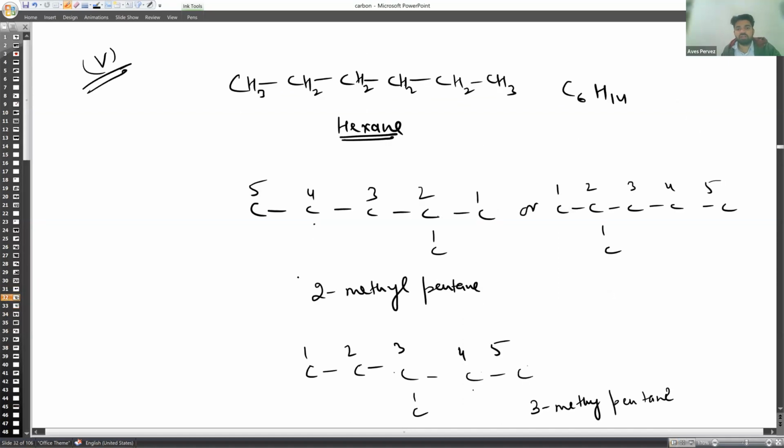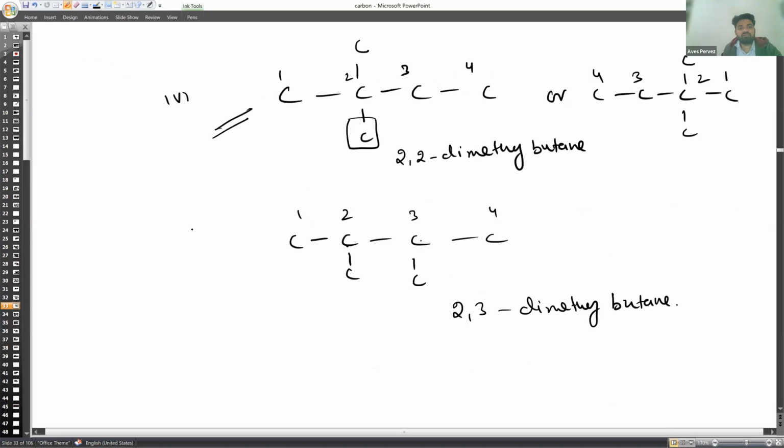1, 2, 3. This is the first one. This is the second isomer. This is the third isomer. And these two are the fourth and fifth. In the examination you have to write the hydrogens also, like we have not written here. Otherwise it will be considered as incorrect. Write the hydrogens. This has made 3 bonds, so there will be only one hydrogen.